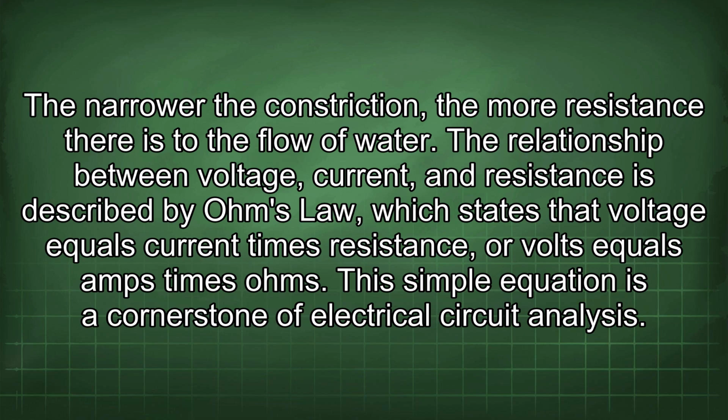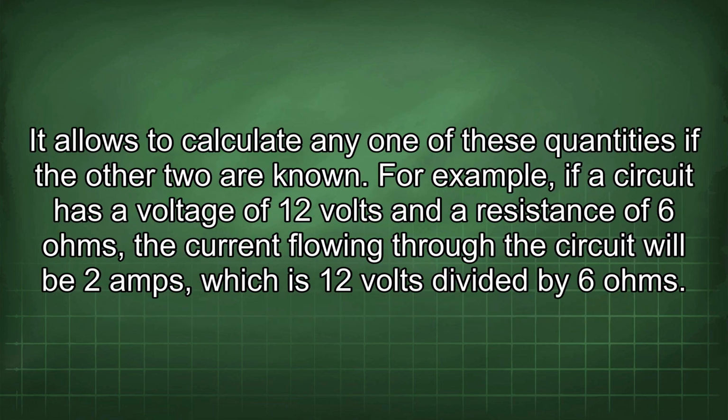The relationship between voltage, current, and resistance is described by Ohm's law, which states that voltage equals current times resistance, or volts equals amps times ohms. This simple equation is a cornerstone of electrical circuit analysis. It allows us to calculate any one of these quantities if the other two are known. For example, if a circuit has a voltage of 12 volts and a resistance of 6 ohms, the current flowing through the circuit will be 2 amps, which is 12 volts divided by 6 ohms.